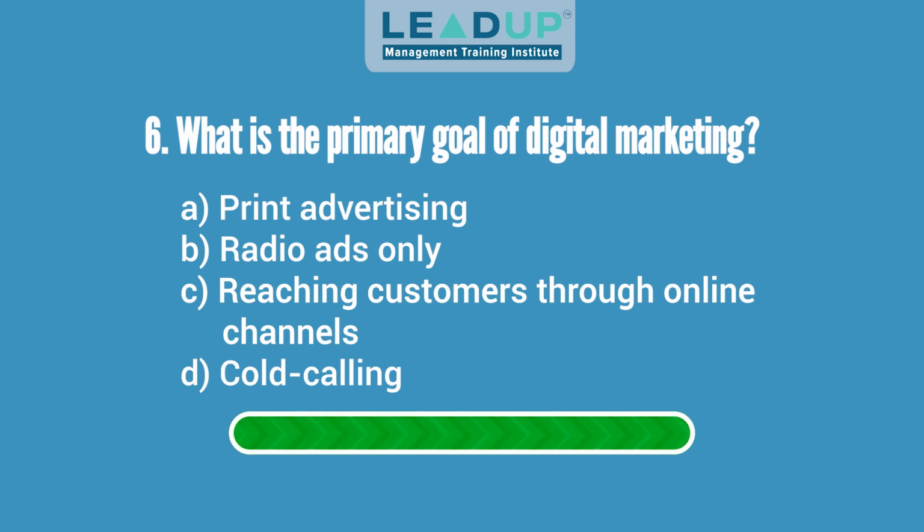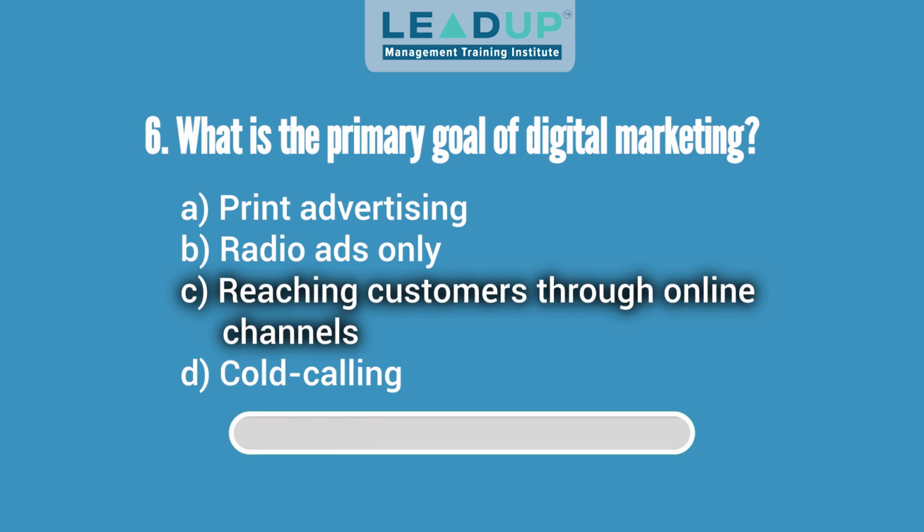Question 6. What is the primary goal of digital marketing? A. Print advertising, B. Radio ads only, C. Reaching customers through online channels, and D. Cold calling. Answer: reaching customers through online channels.